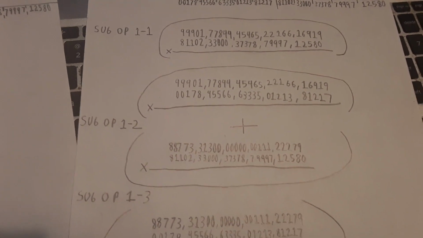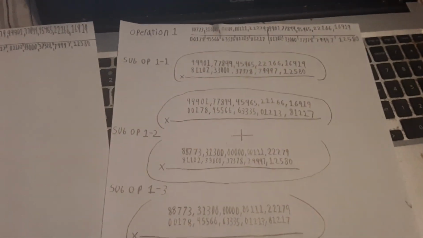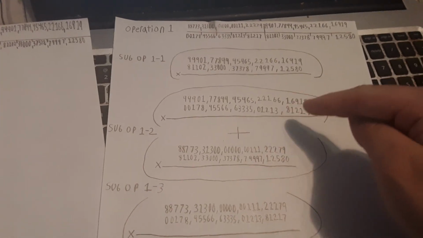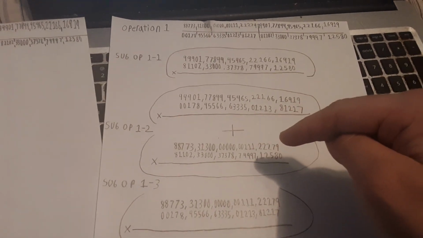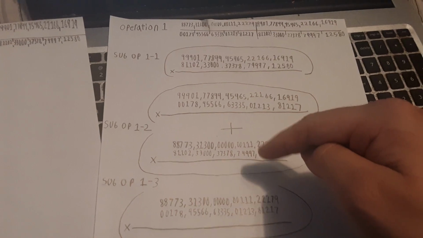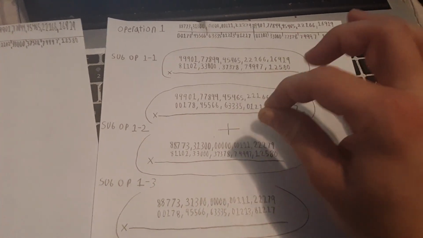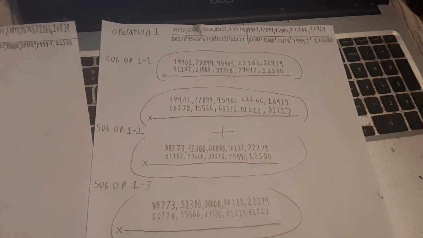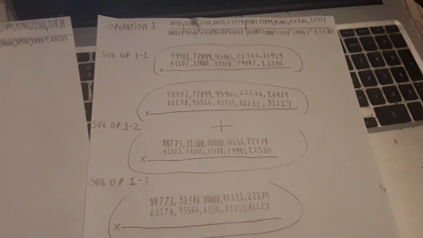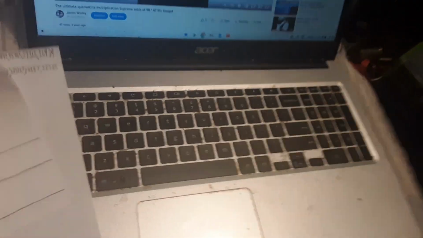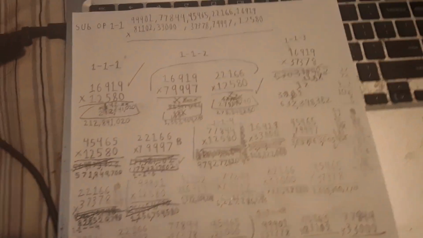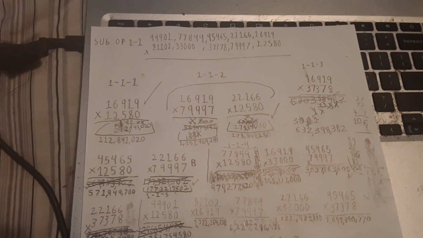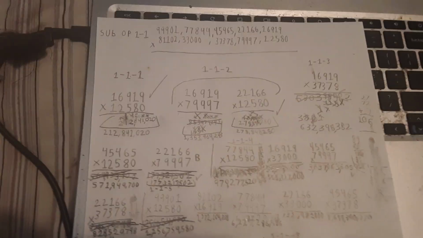There are going to be 3 different operations and 3 different answers to this problem, because when I do this number and I multiply it by this number, and this number times this number, I've got to add the 2 together. So we're going to start with sub-operation number 1. And sub-operation number 1 has been written down and mostly done as an entire math test.